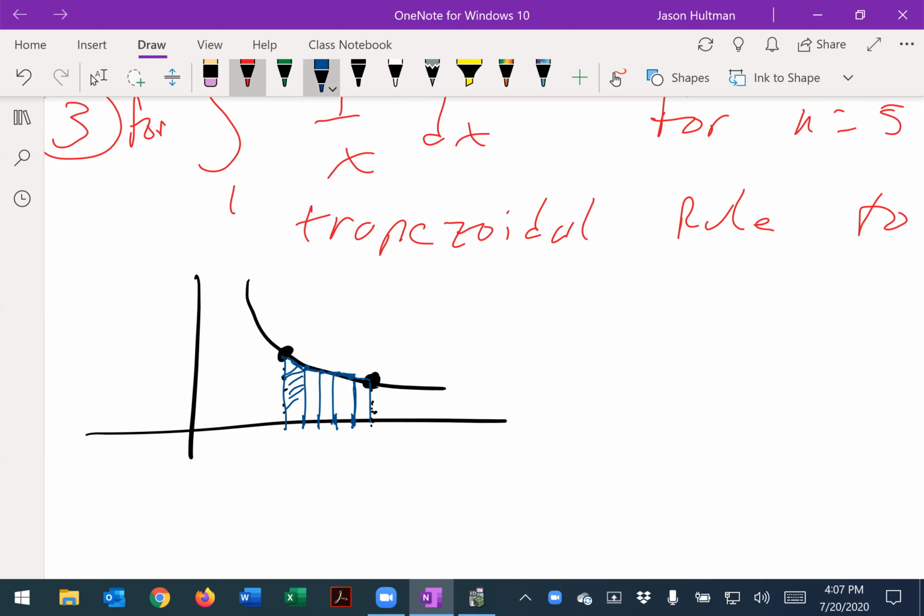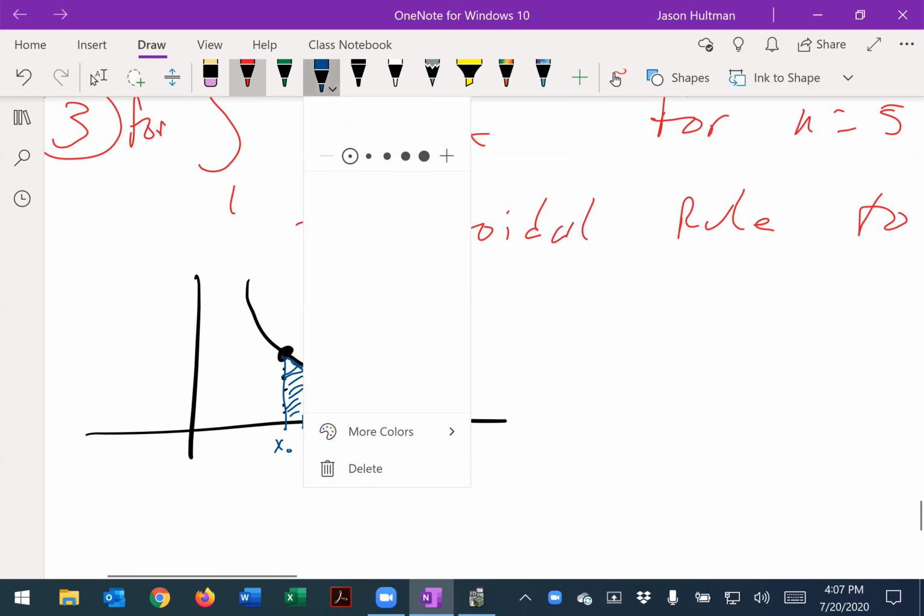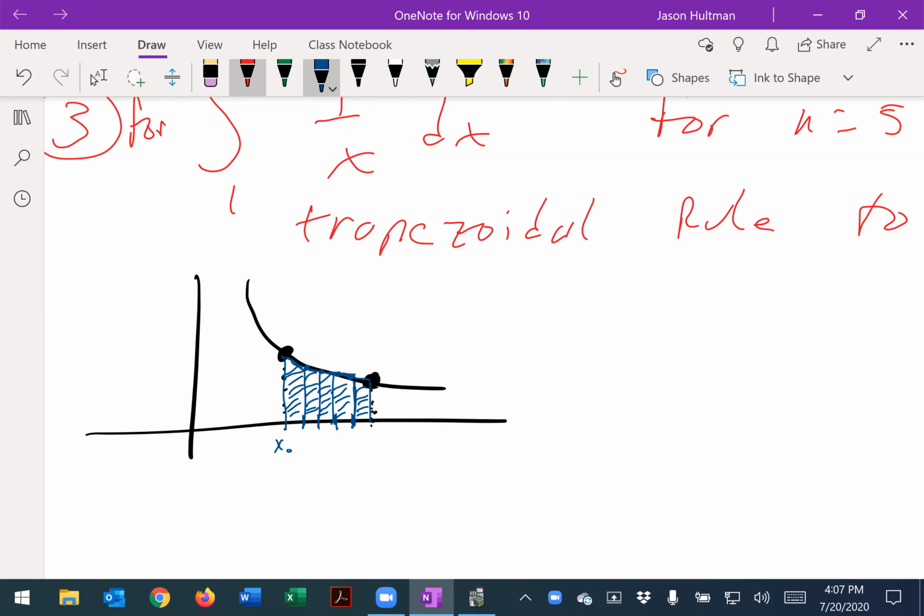Okay, so we've got trapezoids going on all over the place. Now let's figure out what we have here. We have x of 0, x of 1, x of 2, x of 3, x of 4, and x of 5, right? So how are we going to find our bases at these? Well, this is from 1 to 2, so this is 1.2, 1.4, 1.6, 1.8, and 2.